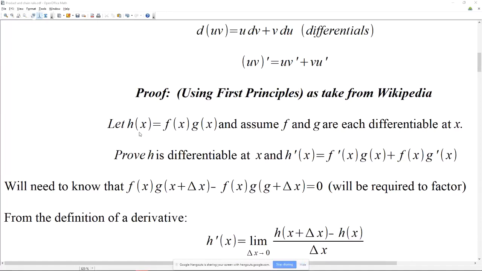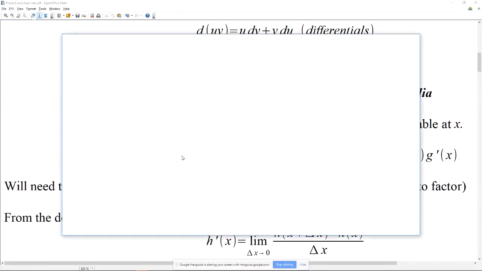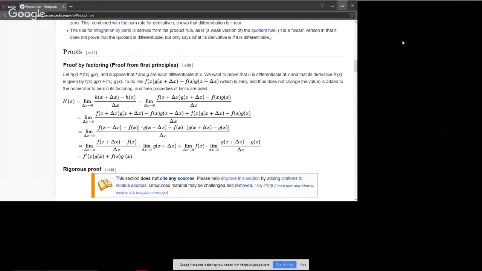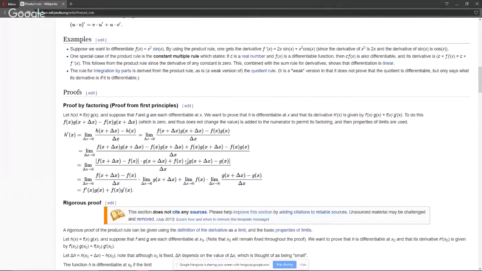If you go to product rule, you're going to see this exact proof, but they don't explain it to you. Now, I'm going to show you what this is because I have it right here. This is the proof that we're going to be going over, okay? Let me blow this up a little bit so you can see it better. It looks pretty intimidating here, but it's really not. It's just long.